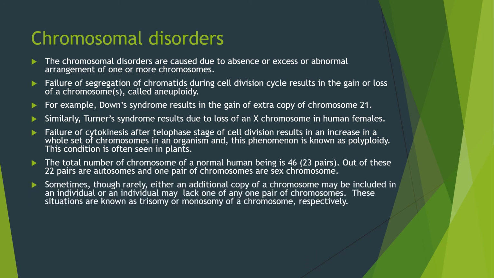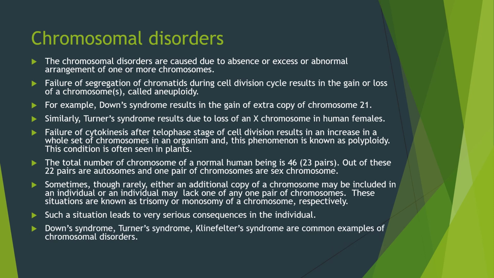Sometimes, though rarely, either an additional copy of a chromosome may be included in an individual or an individual may lack one of any pair of chromosomes. These conditions are known as trisomy or monosomy of a chromosome respectively. Such a situation leads to very serious consequences in the individual. Down syndrome, Turner syndrome, and Klinefelter syndrome are common examples of chromosomal disorders.